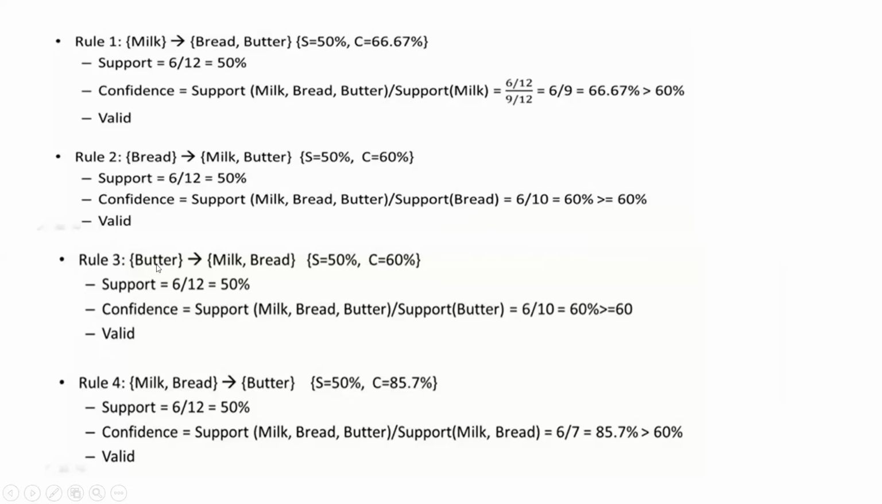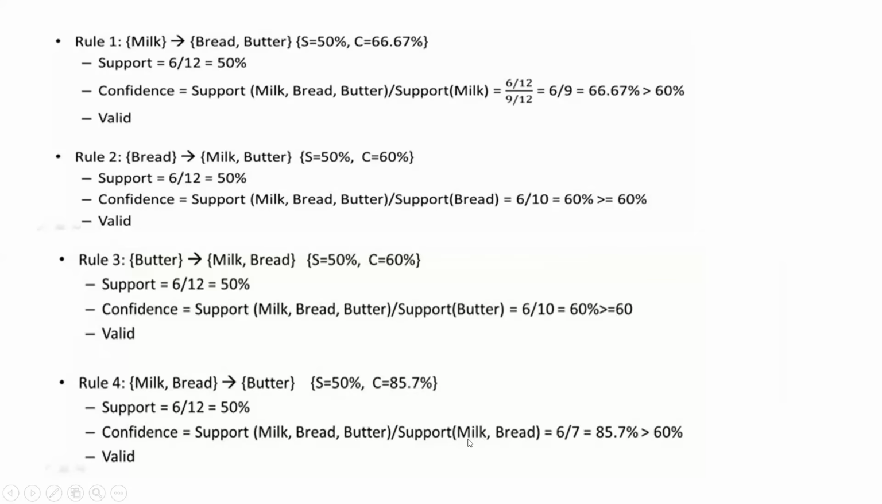Now, rule number 3, what is S? S means our third item, butter to milk and bread. So support will be the same. Then confidence equals support of milk, bread, butter divided by support of butter. From the first table again we got 6 by 10, it is 60%, not less than 60. And rule number 4, milk bread to butter. Again the support will be the same. Support of milk, bread, butter 6, divided by milk and bread.